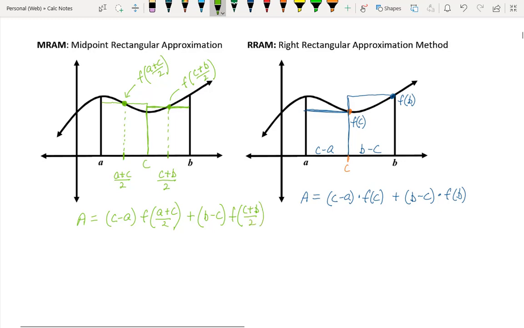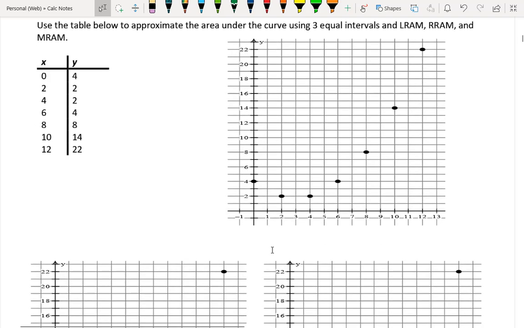Okay, so we're going to do some examples using some numbers instead of just different variables and things like that, but let's take a look at what we got going on here. Okay, so I've got a table here, and it says use the table below to approximate the area under the curve using 3 equal intervals and LRAM, RRAM, and MRAM. So LRAM means a left-hand rectangular approximation method, so that's using the left-hand point. And so it does say a couple of things we want to pay attention to here. It does say 3 equal intervals. So I've got a lot more than that in my table, but that's okay because I can split those up.